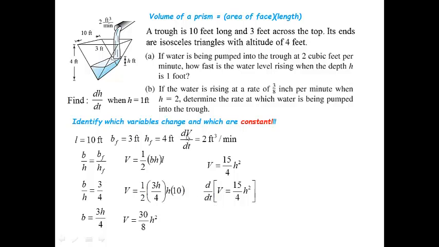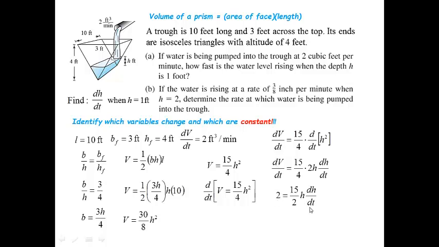On the left side we got our dv dt, and on the right side we're going to move the 15 over 4 aside while I take the derivative of h squared, and then that will be 2h dh dt. Alright, now after I've taken the derivative, it wants me to find dh dt when h is 1. Okay, now I can put in that 1 here, and I know that the change in volume over the change in time is 2. That's what this comes from.